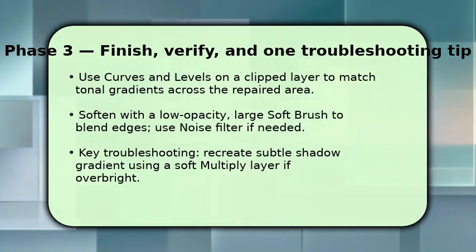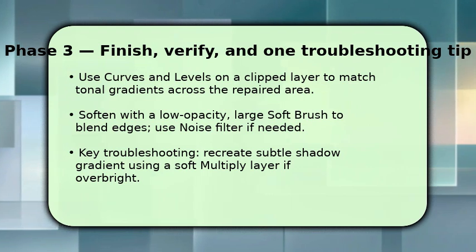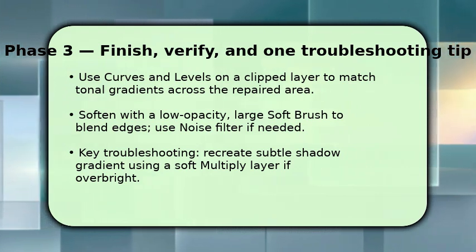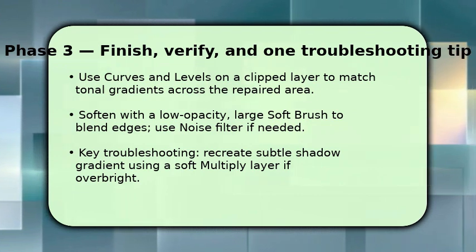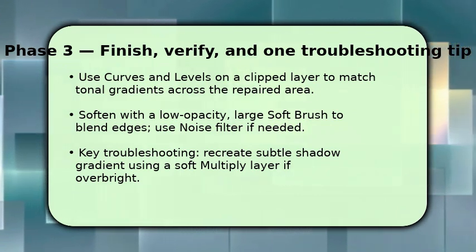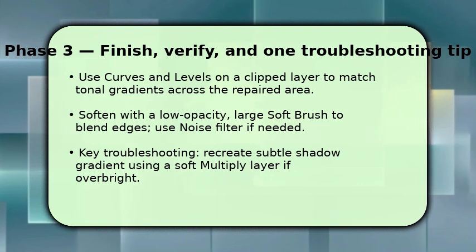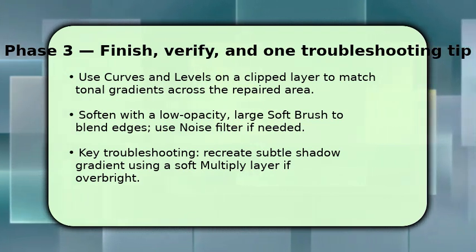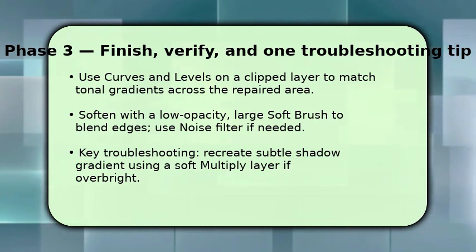If texture looks too clean, add Filter → Noise at 1–2% and reduce opacity. If highlights are flattened, paint a very subtle multiply layer for 1–2 stops of shadow. That fixes overbright patches without reintroducing cast shadow form.